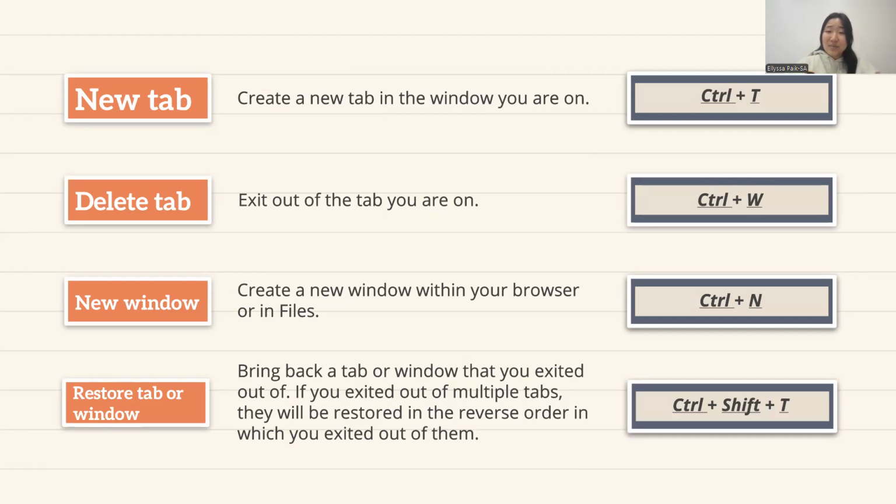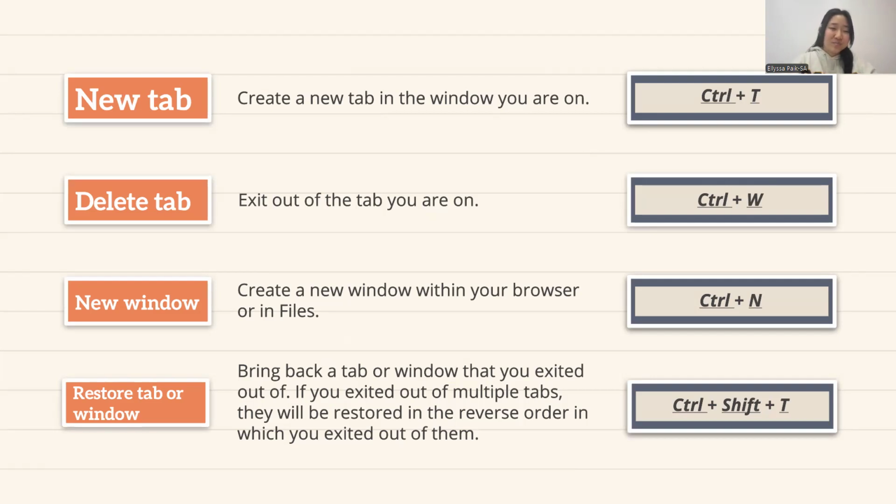To delete a tab, and this is specifically for the tab that you're on, you're going to press Control W, and it'll exit out of that tab and then bring you back to whatever nearby tab is there. To create a new window within your browser, or let's say if you're in files and you want to create a new window, you could press Control N, N for new, and it'll create a new window.